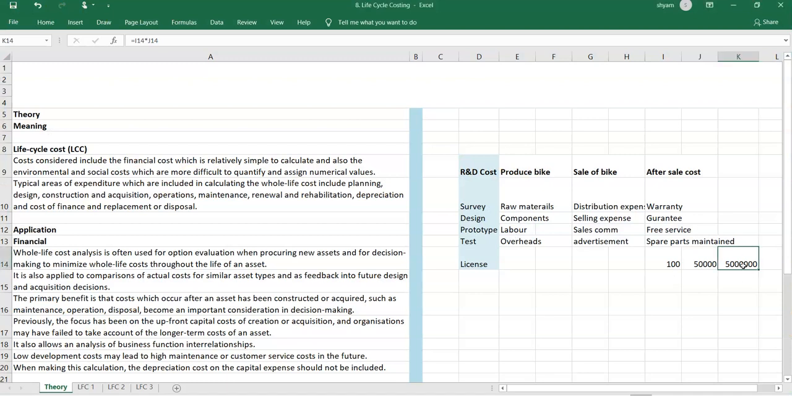But even when we sell 50 lakhs worth of bikes, we have to maintain the spares, right? We have to maintain the spare parts. So at least for 10 bikes spares we have to maintain.